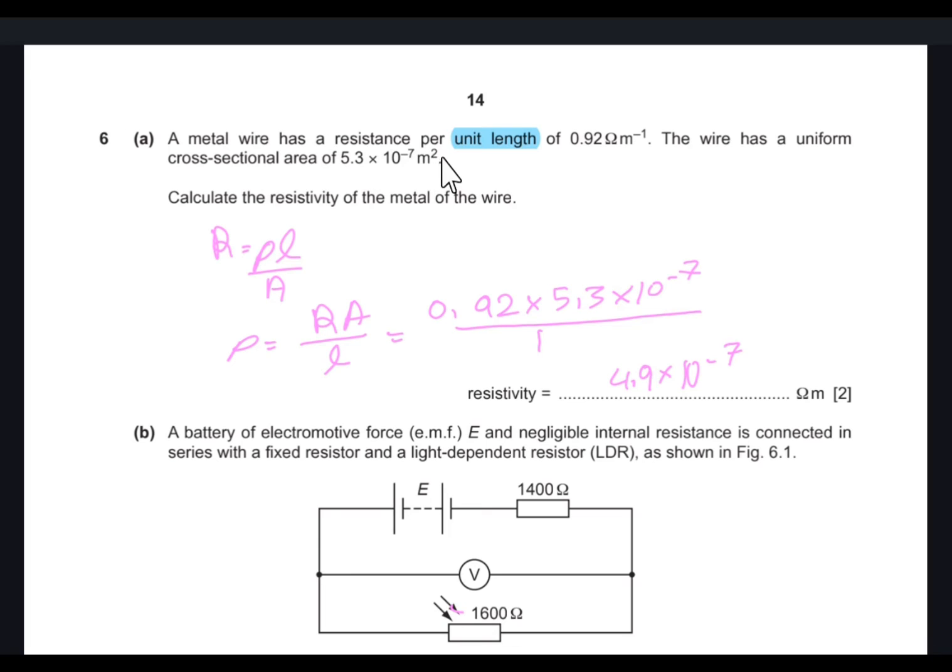A wire has a resistance per unit length. That means here we have given two informations, the resistance and the length is 1 meter. The wire has a uniform cross-sectional area. Calculate the resistivity of the metal. So we know the formula, that is resistance is equal to resistivity into length by cross-sectional area. We need to find resistivity, that is rho. So resistivity is equal to resistance into area by length. We know the resistance is 0.92 ohm, the length is 1 meter, and we know the area. So the resistivity comes to 4.9 into 10 to the power negative 7, correct to two significant figures.